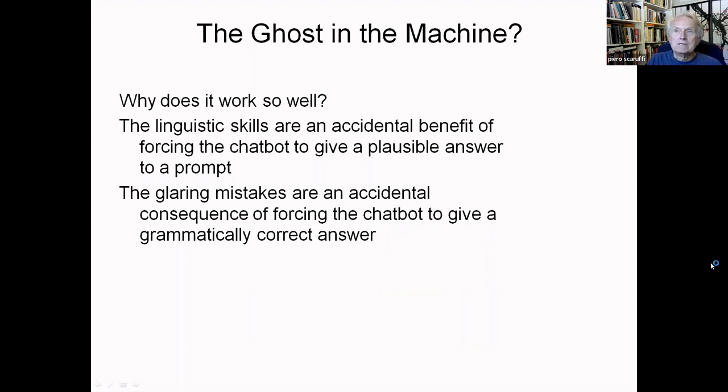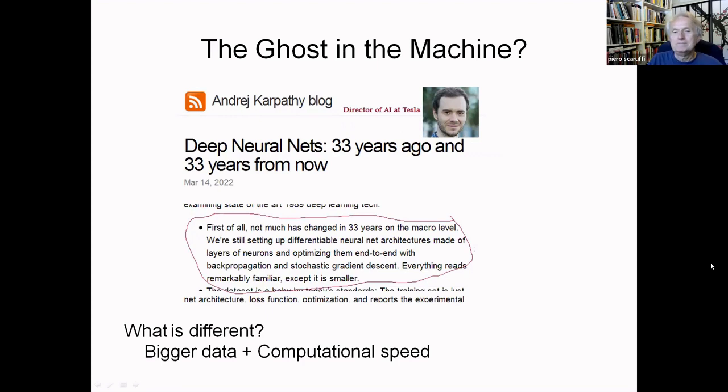At the same time, the mistakes that we're going to see very soon I feel are an accidental consequence of forcing the chatbot to give a grammatically correct answer. Pushing the chatbot to give an answer that has to be grammatically correct, on one hand, gave us systems that are incredibly fluent in language. On the other hand, it gave us systems that are sometimes forced to hallucinate, which in computer jargon means a lie.